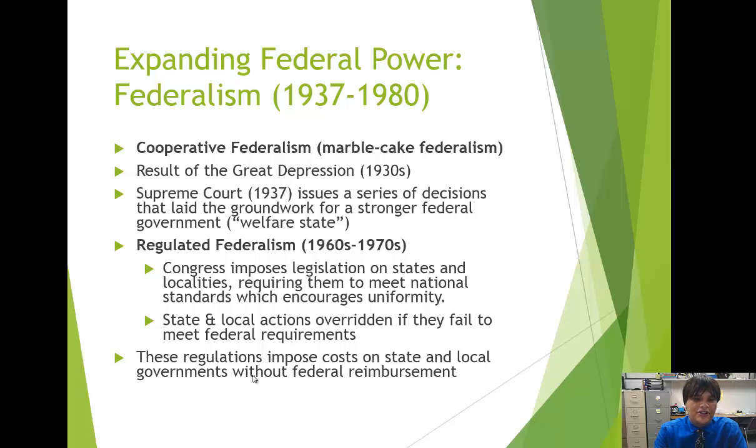So during the Great Depression, they turned to the national government. They turned to the national government for work programs. And also, they turned to the national government for welfare, such as Social Security and things like that. And the Supreme Court in 1937 issued a series of decisions that laid the groundwork for a stronger federal government and set grounds for the welfare state.